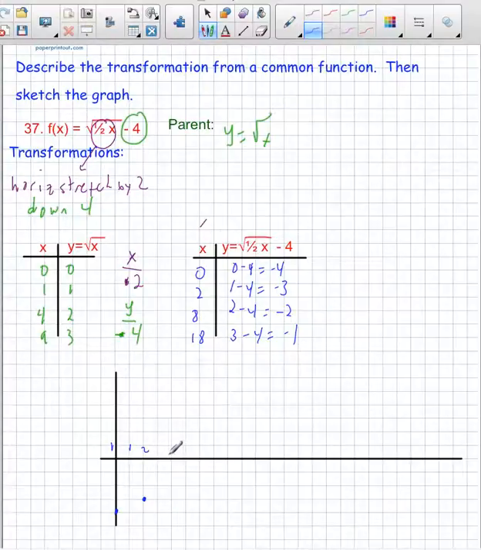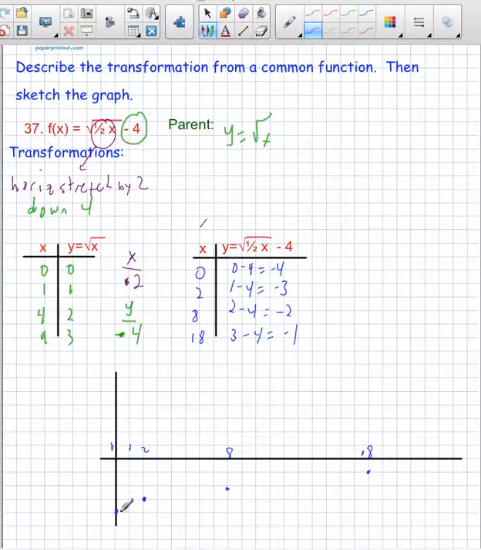And then we have the point 8, negative 2, counting over 3, 4, 5, 6, 7, 8. And then we have the point 18, so 9, 10, 11, 12, 13, 14, 15, 16, 17, 18, negative 1.